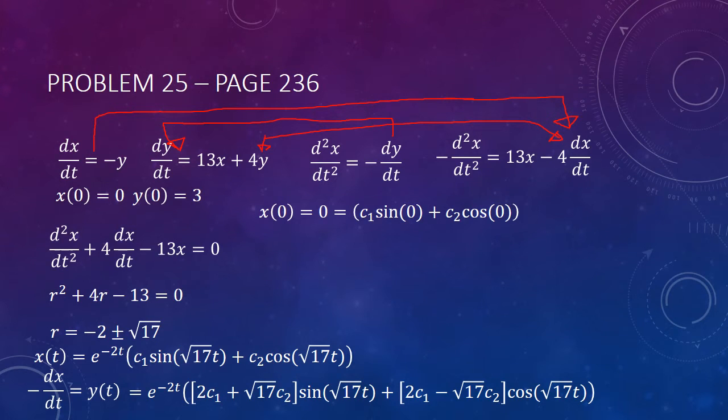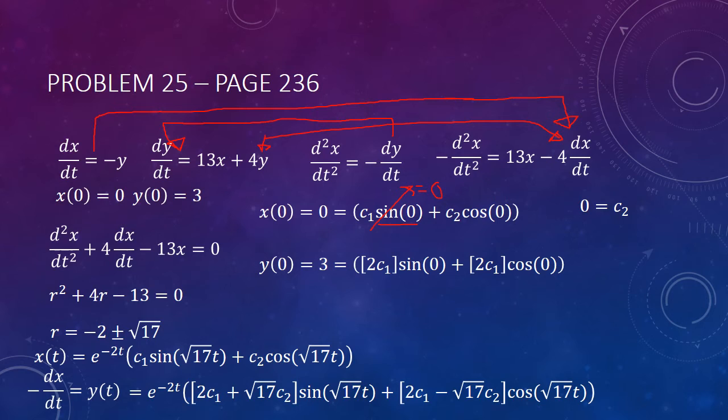So at t equals 0, x equals 0. So that's basically the sine of 0 is 0. So that gets rid of this, so this whole expression is equal to 0. And we're left with cosine of 0 is equal to 1. So this is basically going to tell us that C2 equals 0. Now that I know that C2 equals 0, I can plug into my y equation. I've made the C2 0, so the square roots of 17 disappear. And I get this expression.